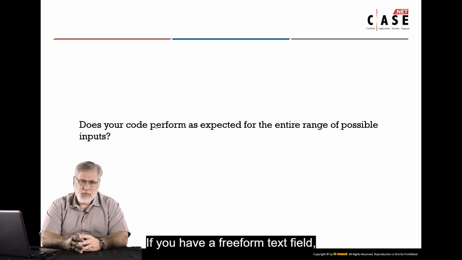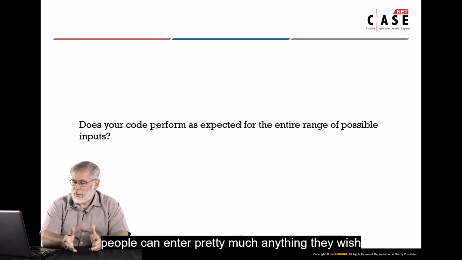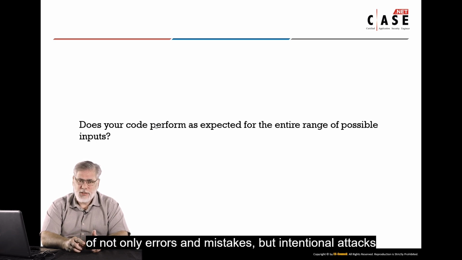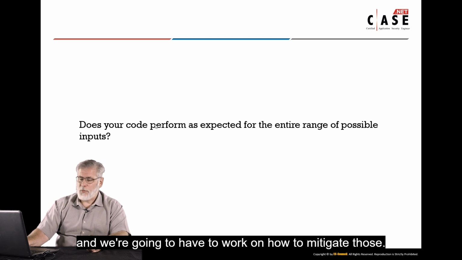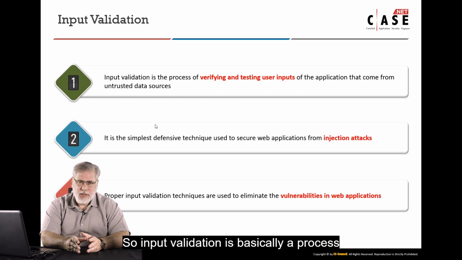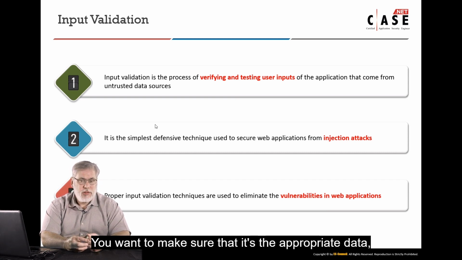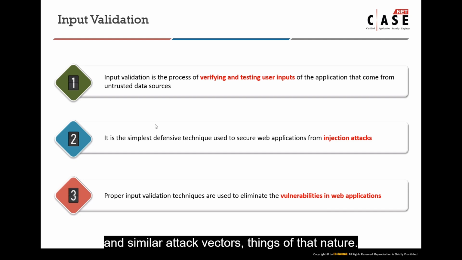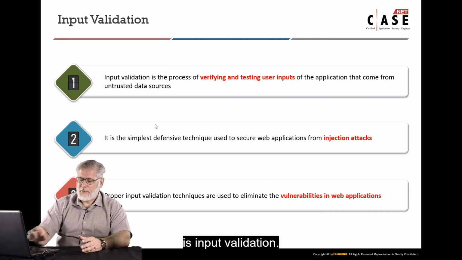If you have a free-form text field, people can enter pretty much anything they wish. And that provides a wide range of not only errors and mistakes, but intentional attacks. And we're going to have to work on how to mitigate those. So input validation is basically a process where you verify what the user typed in. You want to make sure that it's the appropriate data type, that it doesn't contain SQL injection and similar attack vectors, things of that nature. One of the simplest techniques you can use that does a great deal to prevent a wide range of attacks is input validation.